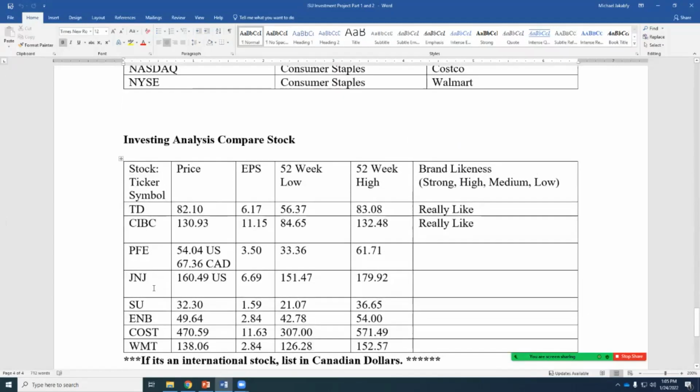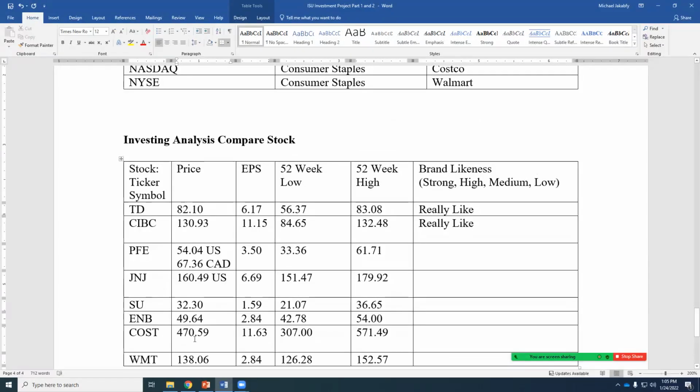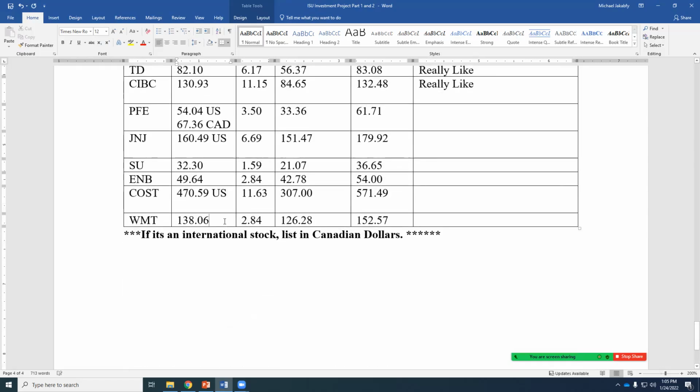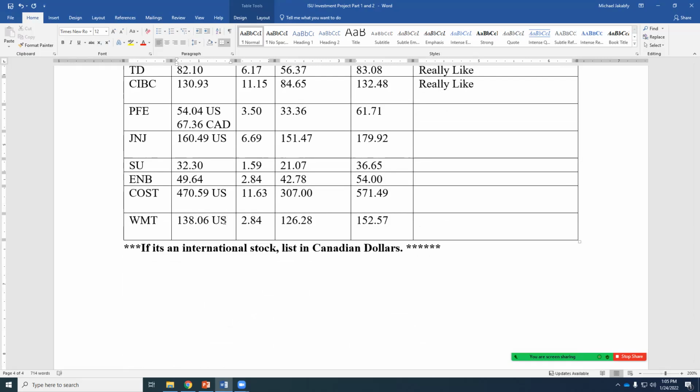Okay, make sure that all your US companies, and I'm going to have to go back and do this too, make sure that they have the price in US. Priced in US as well. So make sure you convert these to Canadian.